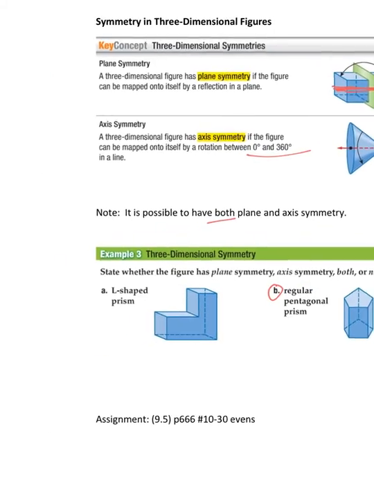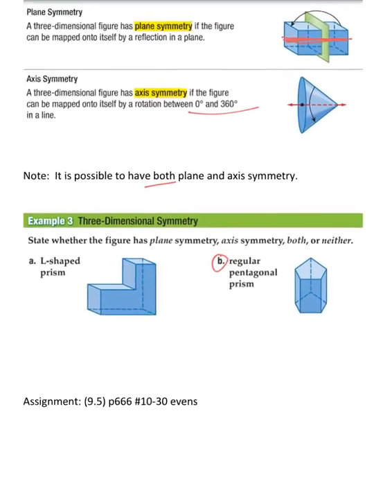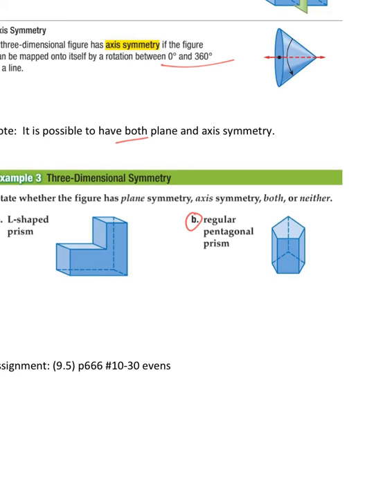In fact, let's look at example B. State whether it has plane symmetry, axis symmetry, both, or neither. So for plane symmetry, if you imagine having this in your hands, the plane through the middle, cutting this shape through the middle here, you're going to have plane symmetry. Both pieces map onto each other. It does have plane symmetry. Check.